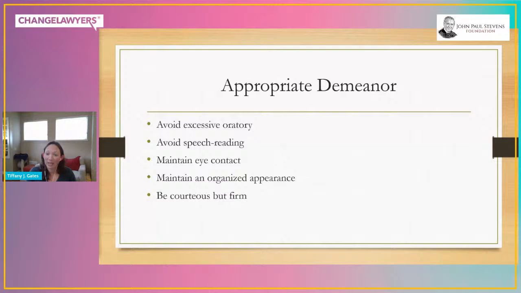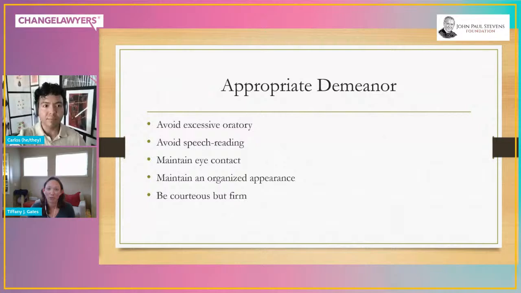And we've already talked about seeming organized by not having a huge pile of disorganized papers, but instead having your papers with you in a way that you can effectively go through them quickly. And lastly, you want to be courteous, but it's okay to be firm as well.